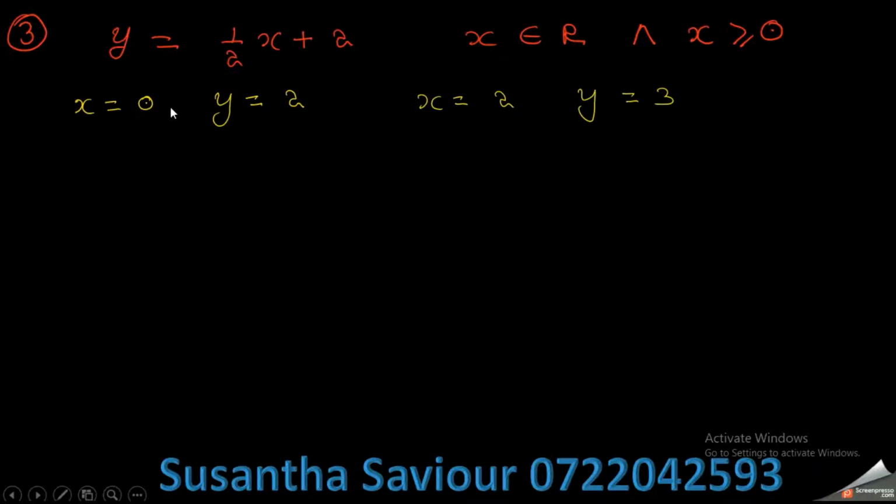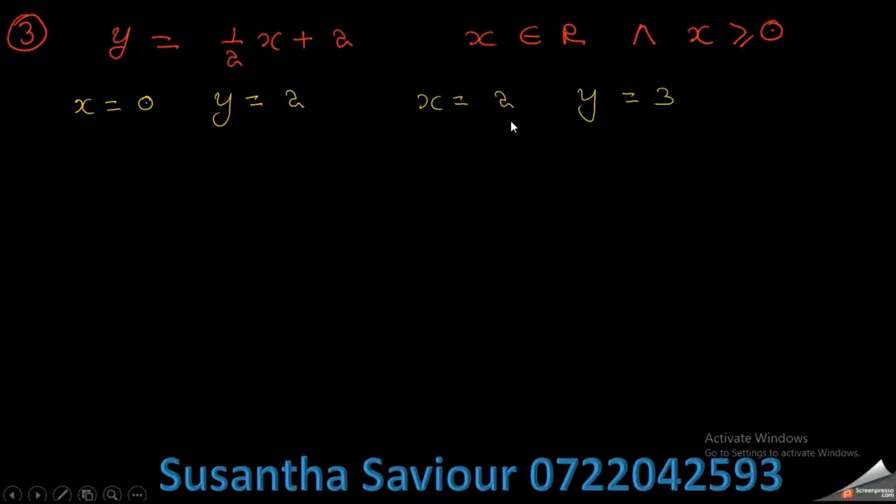When x equals 0, y is equal to 2. When x equals 2, y is equal to 3. In this case I can't take y equals 0. The reason is, when y equals 0, x will be a negative value, minus 4. But in this domain negative values are not there. So therefore it is invalid for the domain. Therefore we can't make y equals 0 here. According to this domain, y will never be 0, in other words.